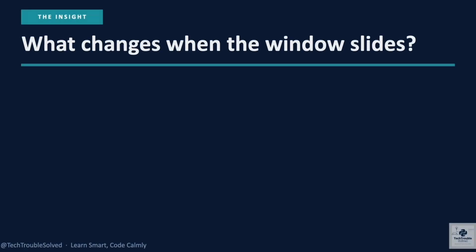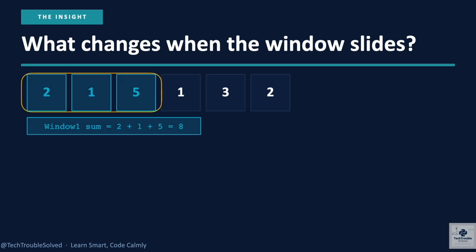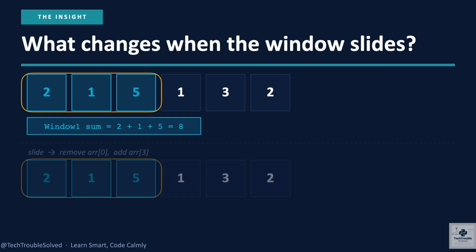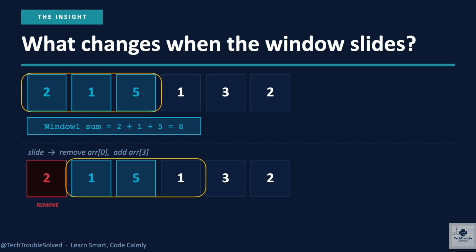Here is the one idea that makes the entire algorithm click. Look at window 1. Elements 2, 1, 5. Sum equals 8. Now we slide one step right to get window 2. Elements 1, 5, 1. What actually changed between these two windows? Think carefully. Only two things changed. One element removed from the left, that is, the element at index 0, which is 2, and one new element entered on the right, which is the element at index 3, equal to 1. The middle elements 1 and 5 are completely identical in both windows. We do not need to touch them.